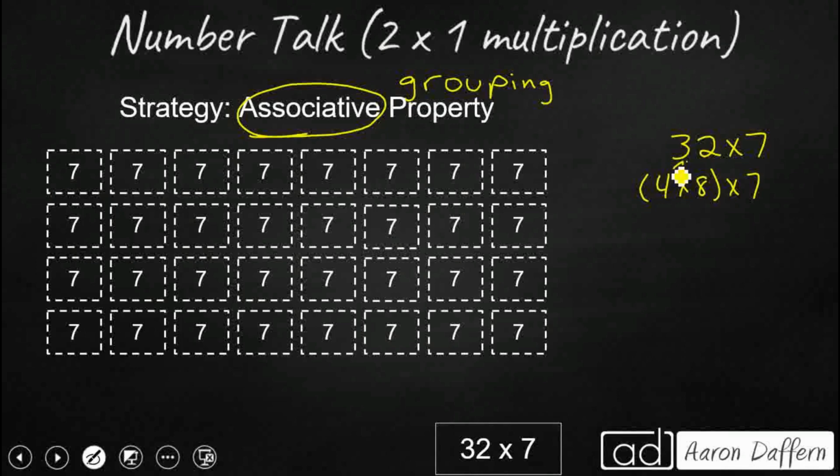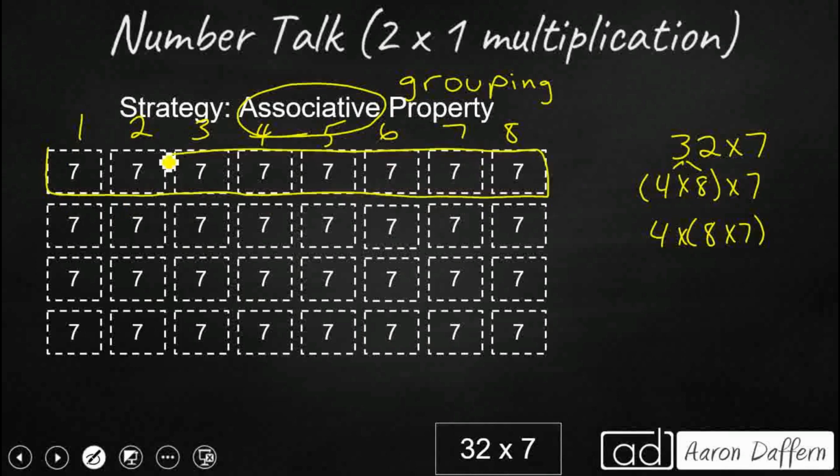Right now, I've got 4 and 8 grouped together because that's what makes 32. But what if I keep all of my factors the same and just group 8 groups of 7? Because I know 8 and 7, that makes 56. I'd rather skip count by 56s. So that's what I have. I've got 1, 2, 3, 4, 5, 6, 7, 8. So here are my 8 groups of 7. So there we go. I've got 56.